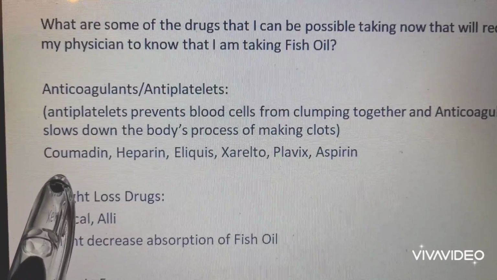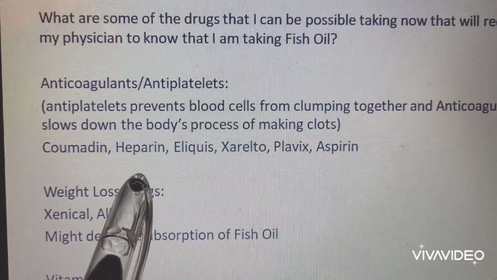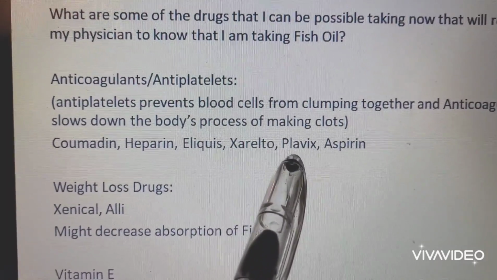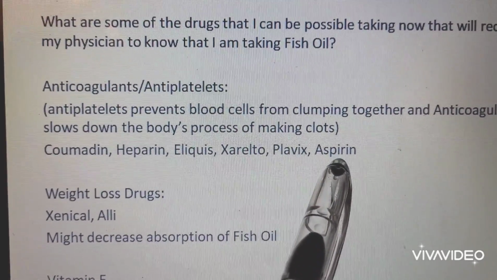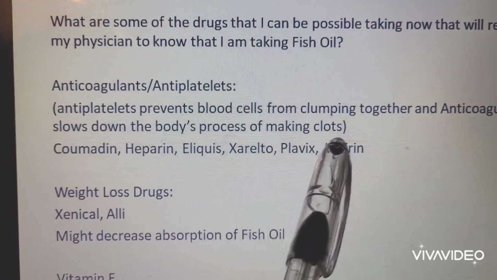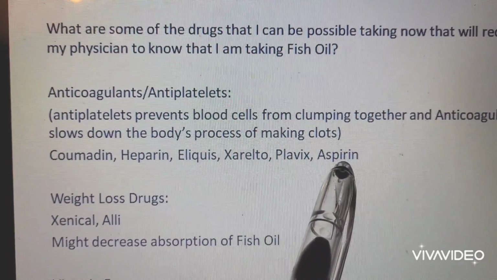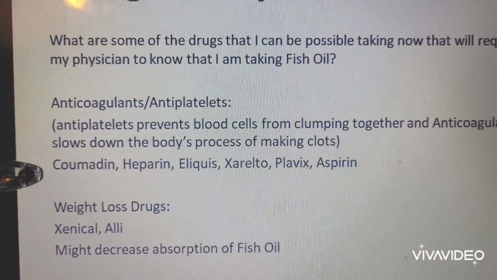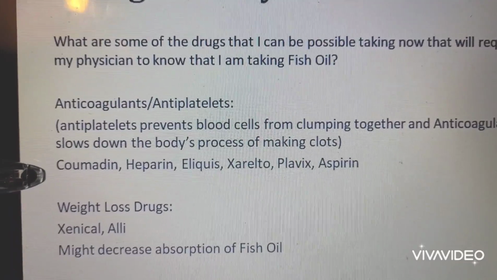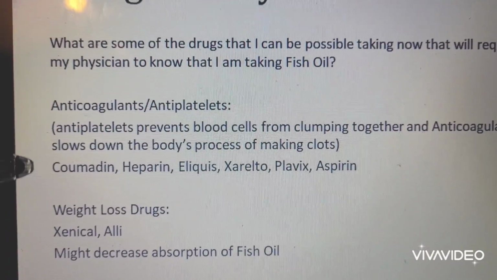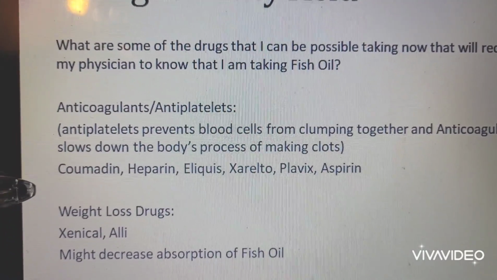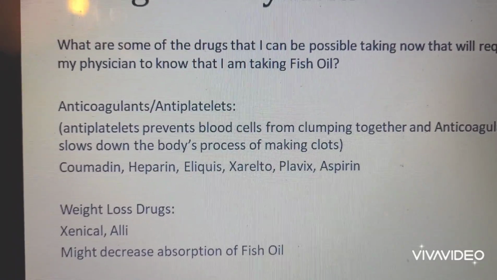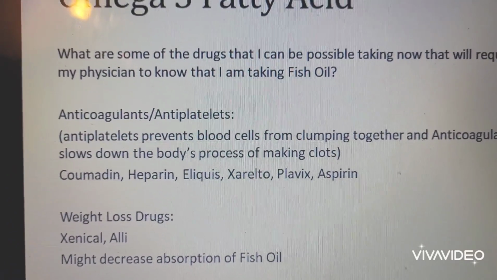They are Coumadin, heparin, Eliquis, Xarelto, Plavix, and aspirin. The aspirin as a means to prevent your blood from clotting. And you know what else people call these? Blood thinners. I just thought about that because a lot of times my seniors will say, oh, my blood thinner. Okay. Blood thinner is a more layman term for anticoagulant.